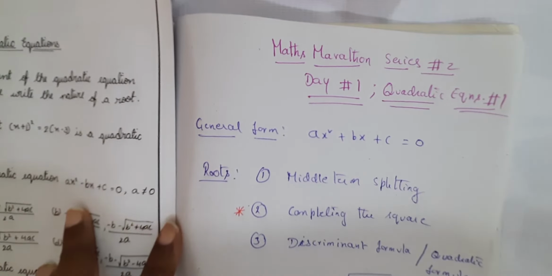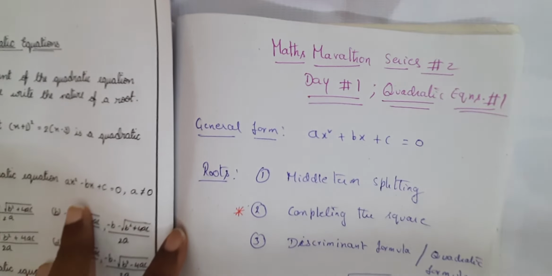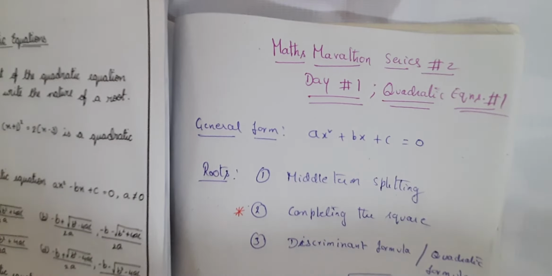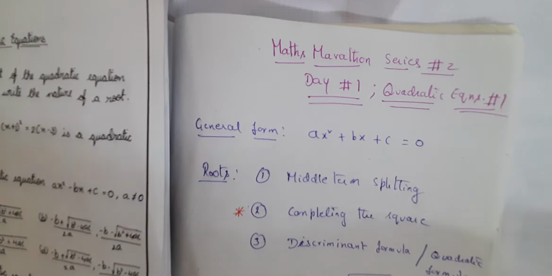Yes, we have completed Maths Marathon Series 1, right? In which we covered 4 topics like real numbers, sets, polynomials, and linear equations in two variables. Now, from today, we are starting Maths Marathon Series 2, in which we are going to cover 5 topics from Class 10 Mathematics, right? And we are going to start now with quadratic equations.